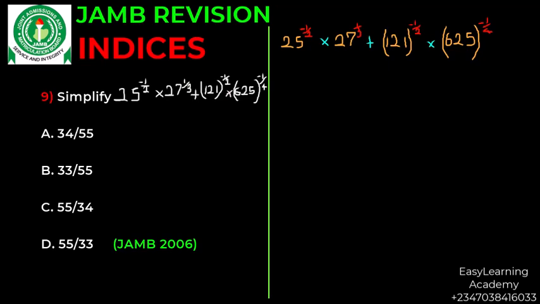We have a JAM 2006 past question, and the question we are asked is to simplify 25 raised to the power of minus 1 over 2 times 27 raised to the power of 1 over 3 plus 121 raised to the power of minus 1 over 2 times 625 raised to the power of minus 1 over 4. Okay, so pause the video and try to solve it. Have your answer so we can compare it together.